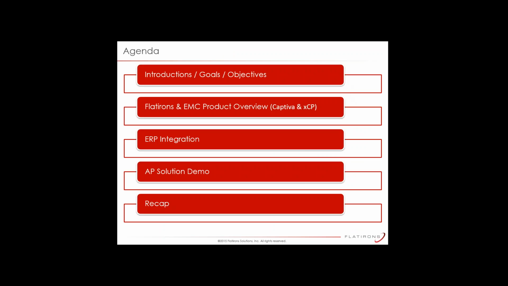the session. So our brief agenda is we're going to go over our goals and objectives, what we're just covering now, then go over our Flatirons and EMC product overview and the technologies on top of which we have built our solution. Critical component to every AP solution we've integrated is the integration around the ERP. And so we're going to actually show a demonstration and an architecture of how we integrate contextually within ERPs. We'll provide a live demo of our system and actually process some AP transactions and recap.